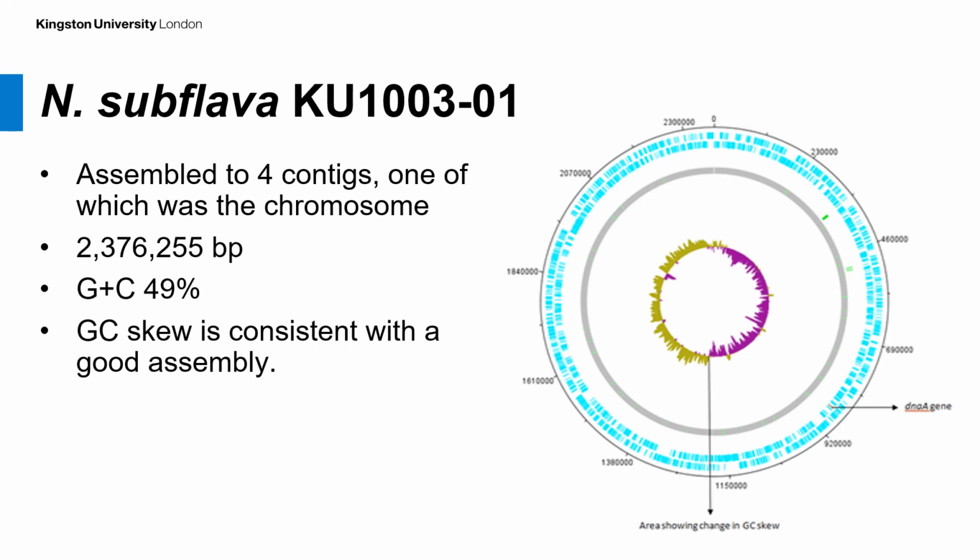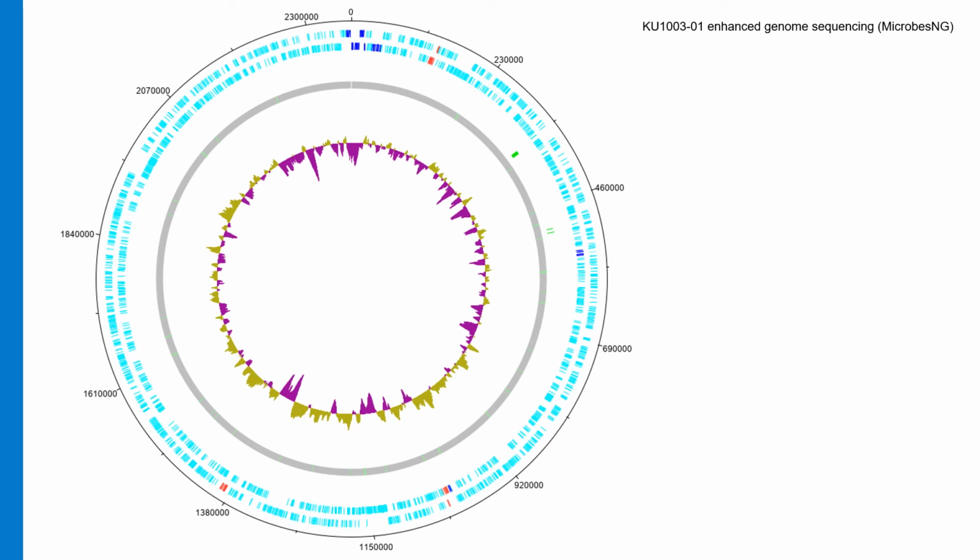So the chromosome comes up as 2,376,255 bases with a GC of 49%, totally in line with what we would expect for Neisseria subflava. The GC skew is consistent with what we'd have for a good assembly. That little purple bit over in the golden bit there, we've looked at that in detail. That is a prophage, so that's fine that it's done a bit of weirdness there because it's inserted itself in a funny place. And then we started looking at what's happening with our type 6 secretion system, because that's primarily why we wanted to get this full sequence, but then also we're going to do some other analysis later on as well.